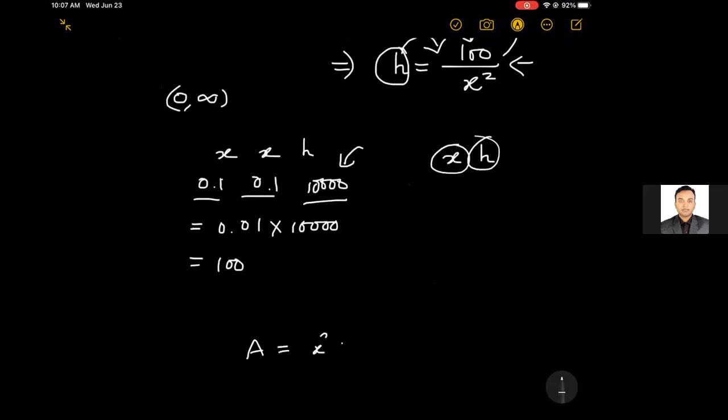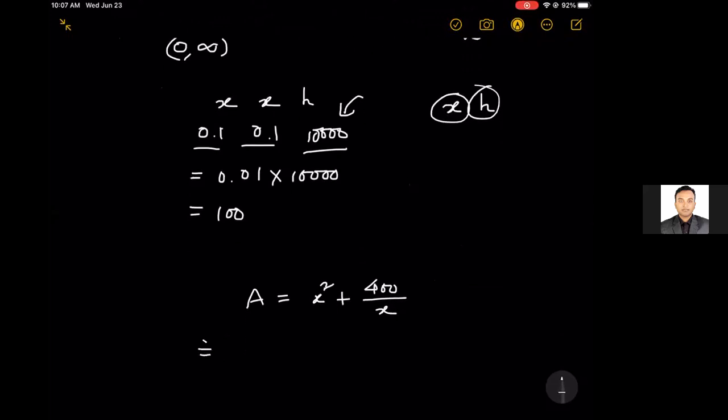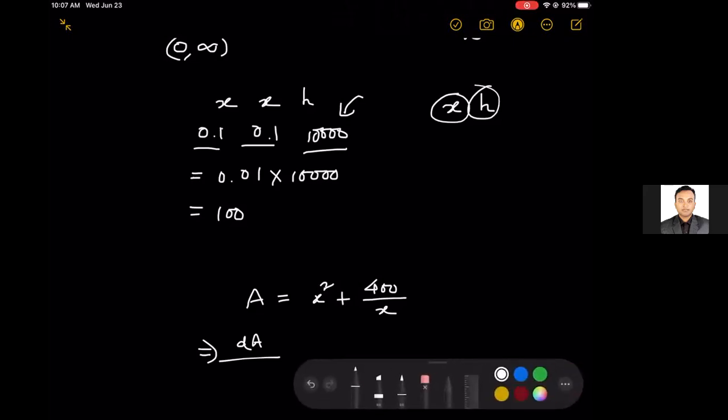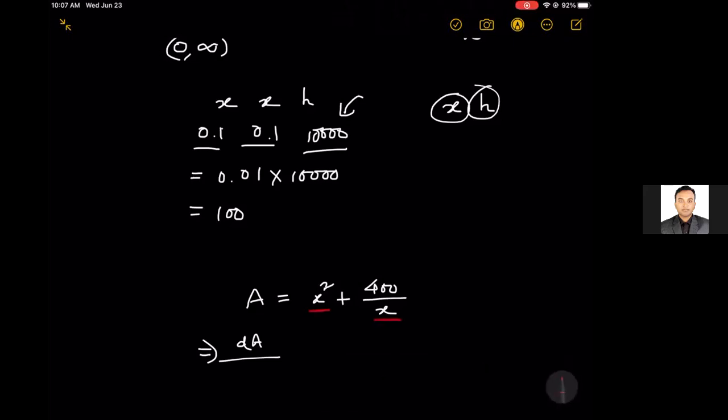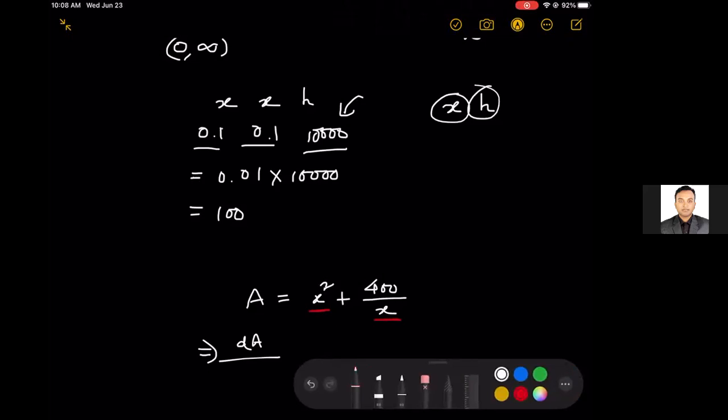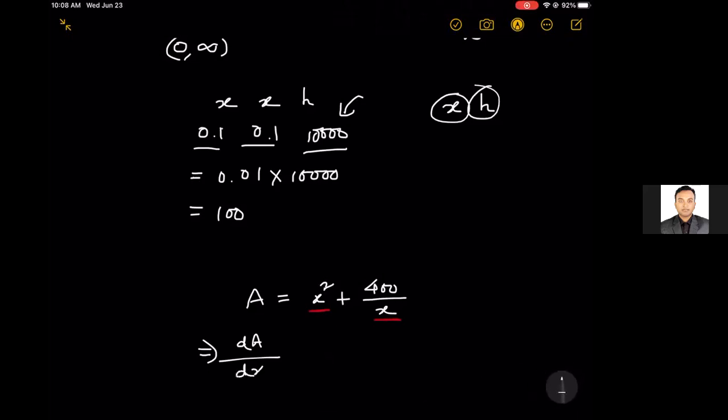So let me write it again. So it's x squared plus 400 over x. So that means we are trying to find the derivative of this. Now the question would be in terms of what? With respect to which variable? And this time, fortunately, it's easy to see that it's in terms of this x, right? We have only one variable. So the derivative of x squared is 2x.